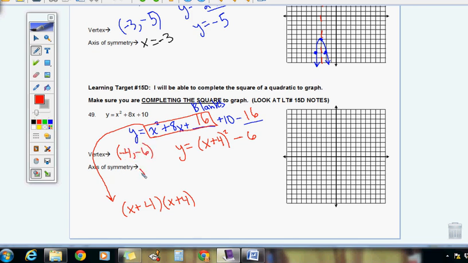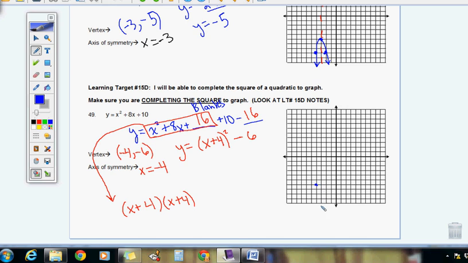Axis of symmetry, x equals negative 4. And if you don't get that real well, I've been talking about that for the last few problems, so maybe go back and watch the video on those. All right, but what we want to do then is graph, and we've got all the goods. So 1, 2, 3, 4, 1, 2, 3, 4, 5, 6. There's negative 4, negative 6.